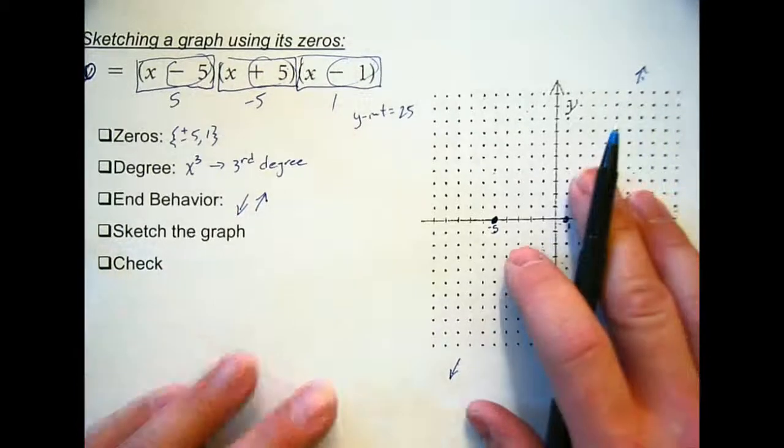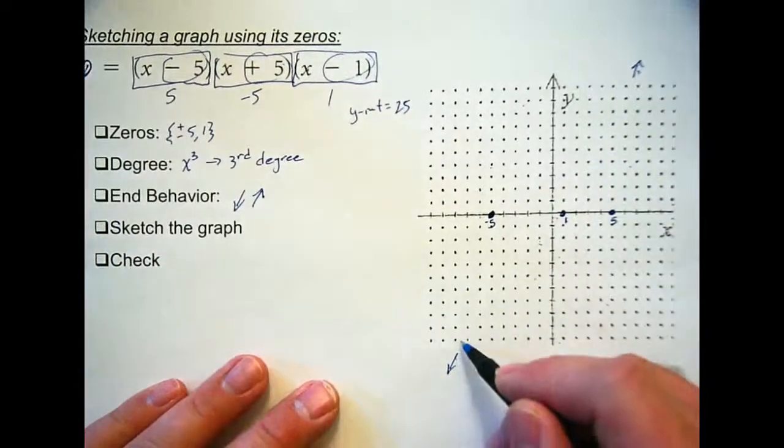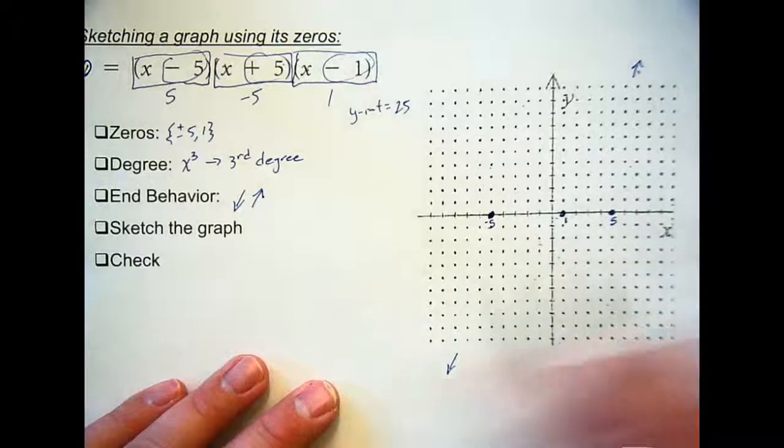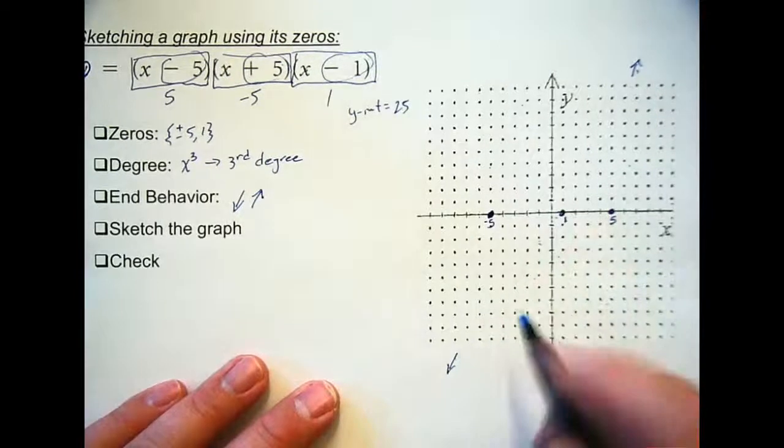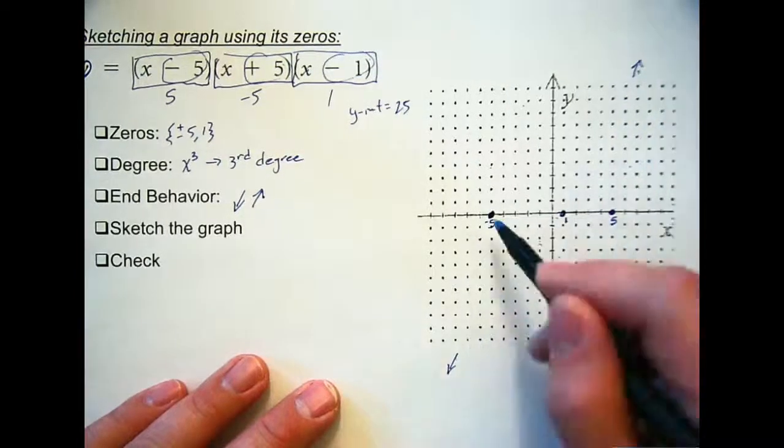So all that means is my graph starts down here and ends up here, and it has to go through these 3 points. Show your neighbor how you can make your graph start down here, end up there, and go through those 3 points.